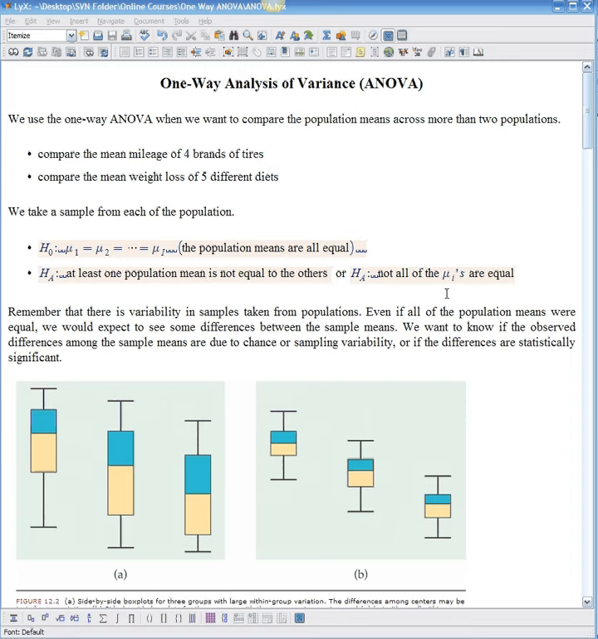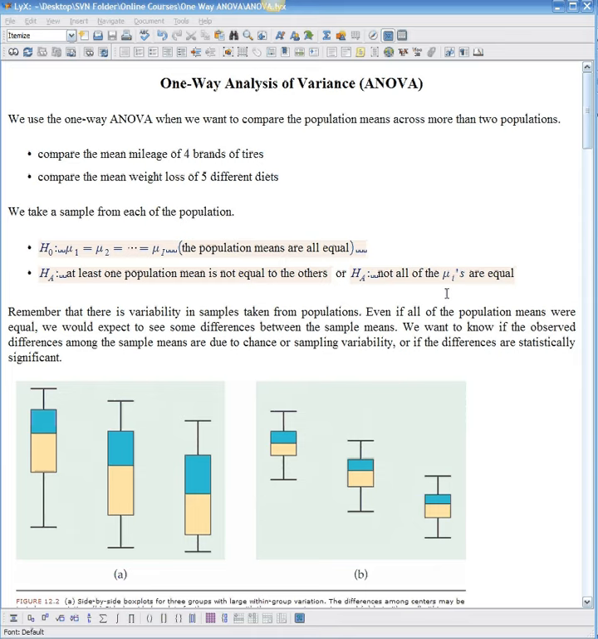Okay, this doesn't tell me which population mean is different. It doesn't tell me that it's necessarily 1, it could be 1, it could be 2, it could be 3, it could be all of them are different. All it says is just at least one is different, and that's the only conclusion you can draw from this test. You can't tell me which one is big, you can't tell me which one is small. All you know is that at least one population mean is different.